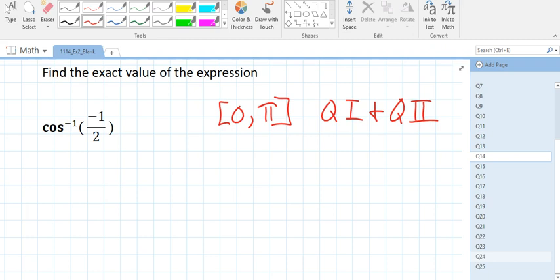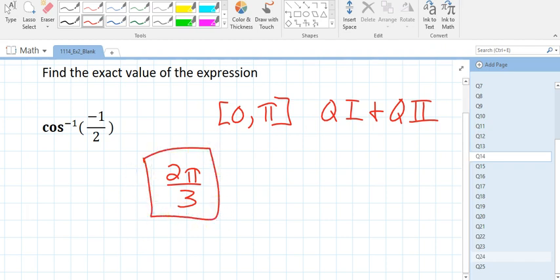When is cosine negative a half? But you got to be in quadrant 1 or quadrant 2. In other words, between 0 and pi. 2 pi over 3. There is another angle that's out there, but it is outside our restriction, so you can't use it. This is the only answer that is acceptable. 2 pi over 3. Everyone good so far? Makes sense? Good. All right.